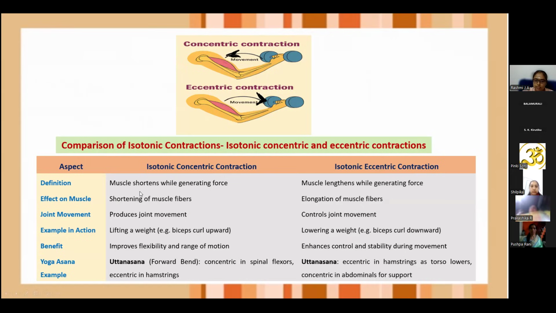So here the definition: muscle shortens while generating a force. Eccentric, it is lengthening. That is why I told you when you lift the weight, it becomes concentric. Even now you can try and see, just have your arms straight, fold, have a fist in your arms, then you straighten your arm. That is, you will fold your elbow and then you will release your elbow. When the arm comes towards the body, it becomes concentric. When it moves away from the body, it becomes eccentric.